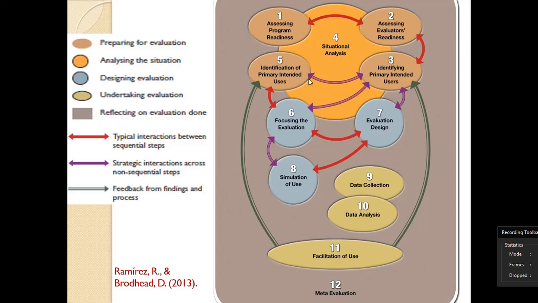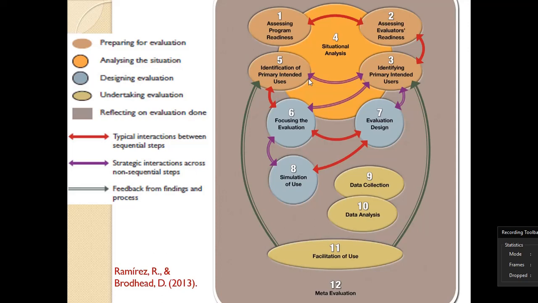So definitely you have step 1 up to step 5, which involve preparation of the utilization focused evaluation. Then you have step 4 itself, which involves analysis of the situation. Of course, analysis of the situation also influences the readiness assessment, and influences identification of the intended users.